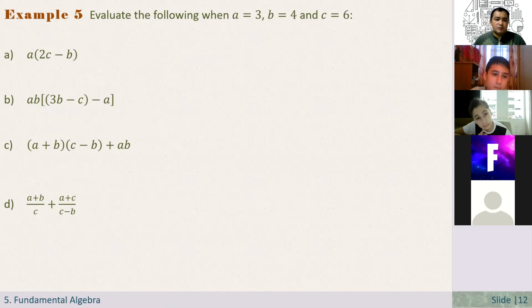And now how about a little bit more? Let's continue. Ali, let's do it with you, okay? First, let's substitute the values. What is A? A equals 3. What is C? C equals 6, and B equals 4. Ali, can you evaluate and tell me the answer?